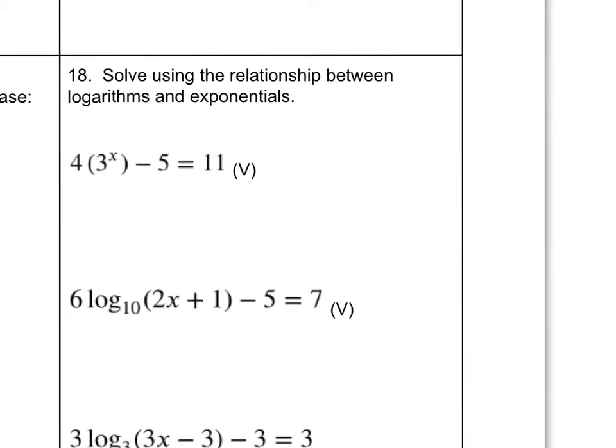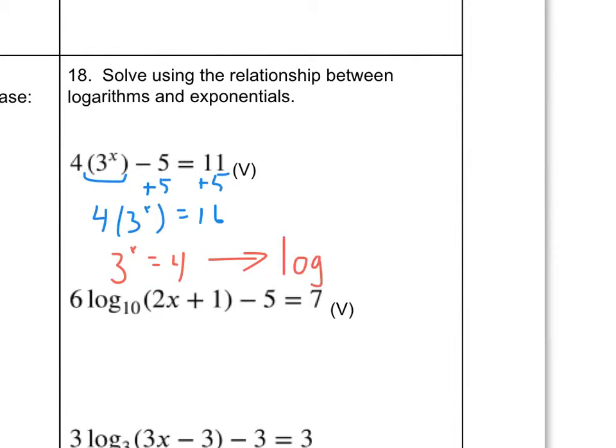On this side, we're solving exponential and log equations using the relationship between exponentials and logs. I'm going to try to get this part by itself. I'm going to add 5 to both sides first, and we get 4 times 3 to the x is equal to 16. I'm going to divide by 4 to get 3 to the x is equal to 4. There's no number that makes that work that I know, so I'm going to convert this to a log, and we get log base 3 of 4 is equal to x. At this point, we're done.